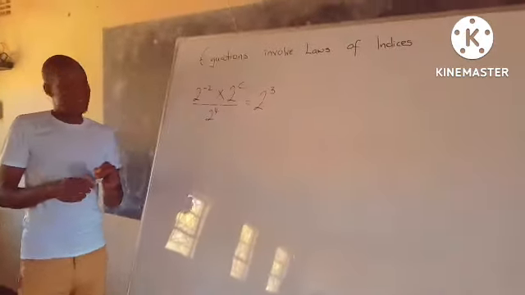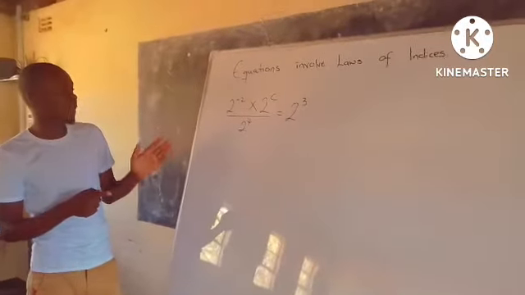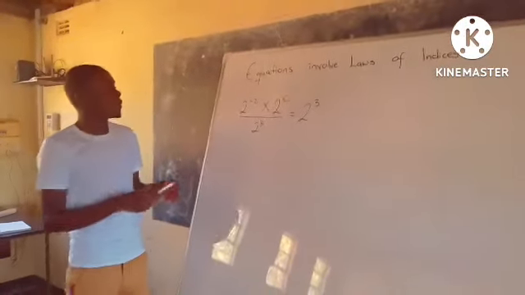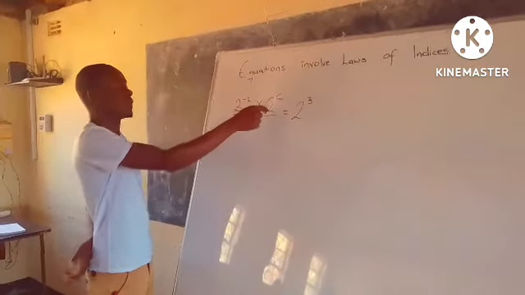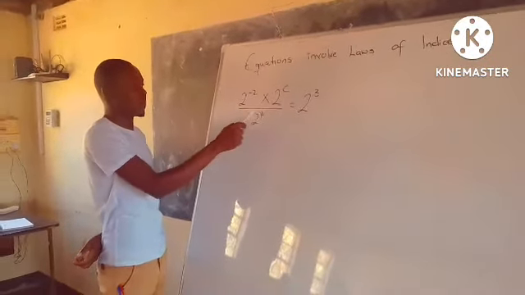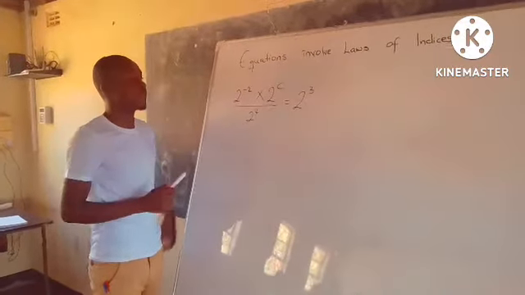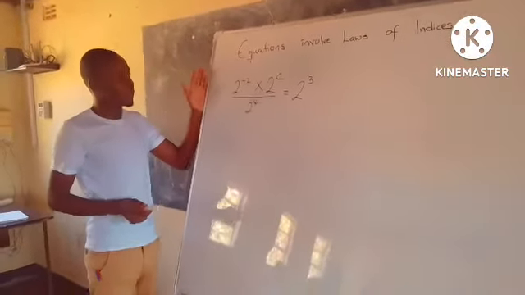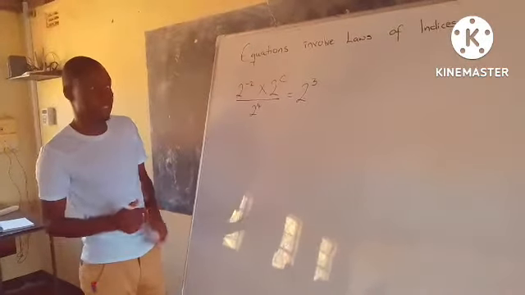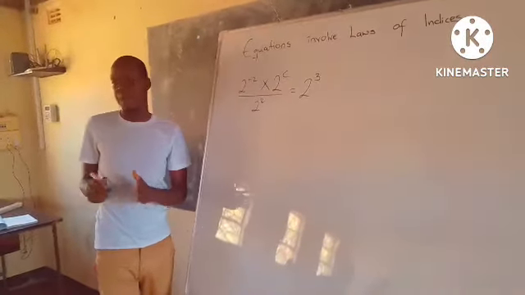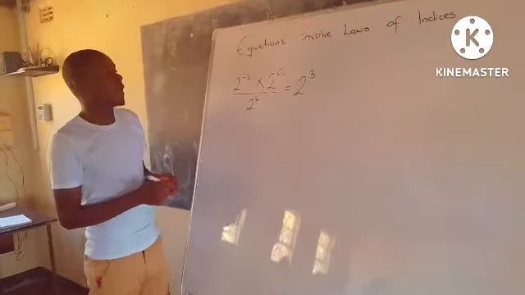First thing is to read the question, guys, so that you can understand very well. 2 to the power of minus 2 multiplied by 2 to the power of c, over 2 to the power of 4, is equal to 2 to the power of 3. So the requirement of the question is to solve. We need to know the value of c. So we are applying the laws of indices.